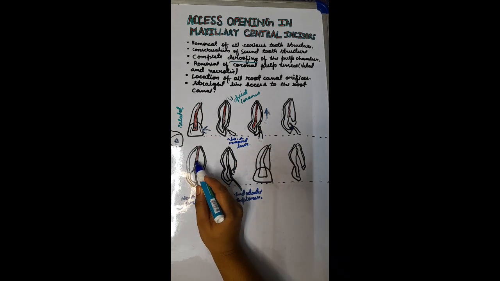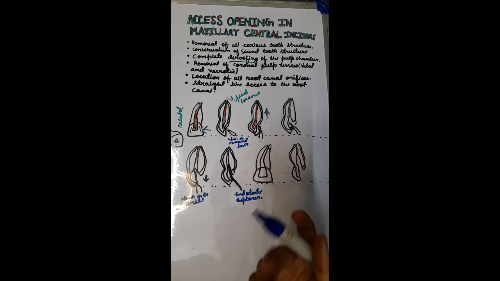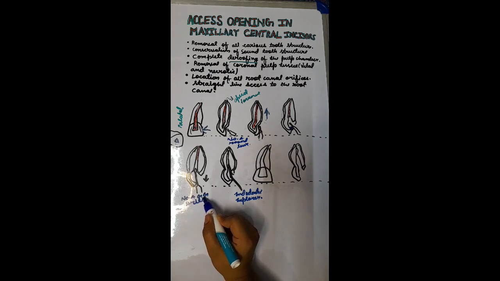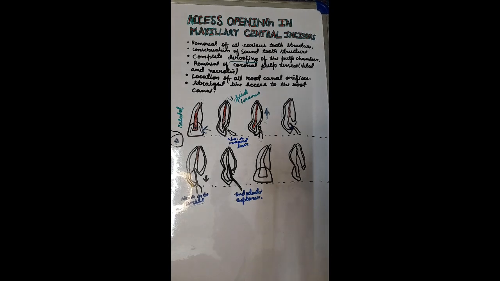Now we have removed the necrotic and vital pulp tissue as much as we can, and now we'll use the Gates Glidden drill to enlarge the coronal portion of the pulp to gain a better access towards the root canal.